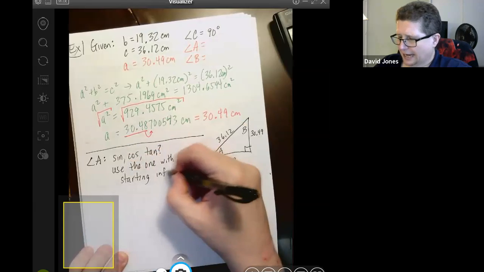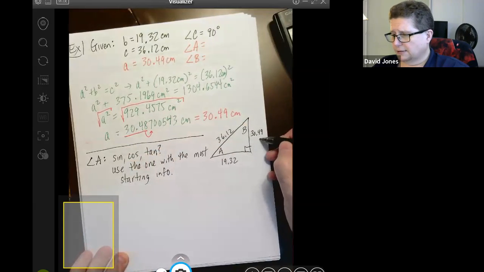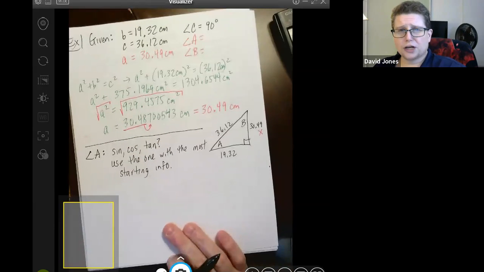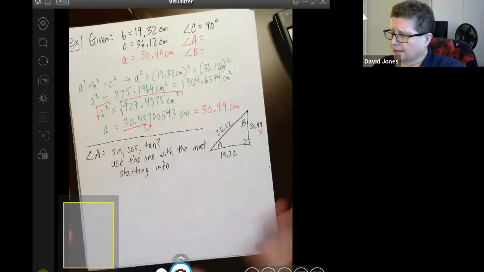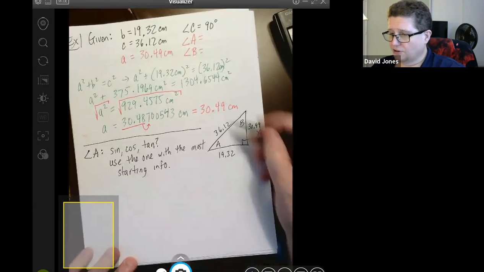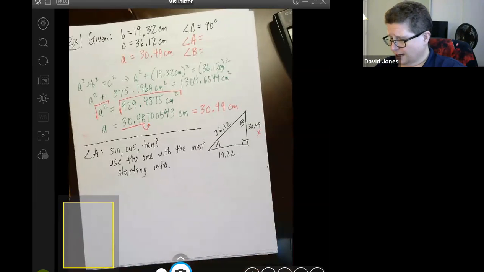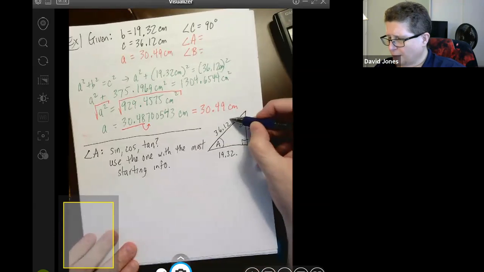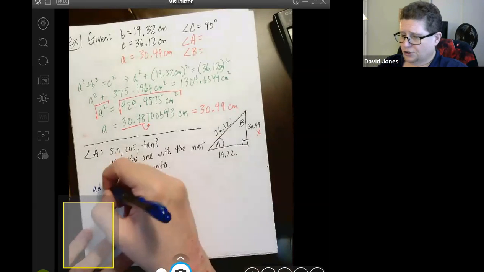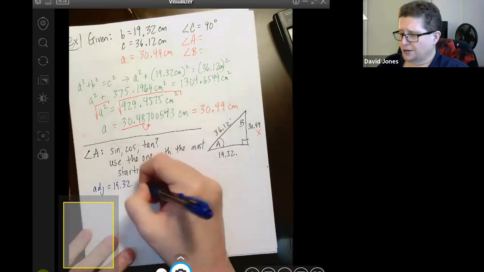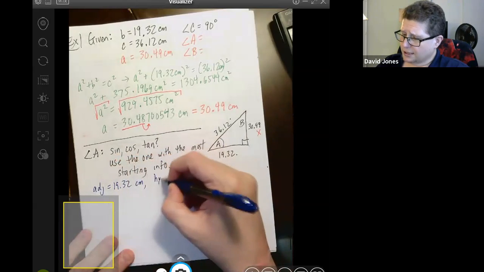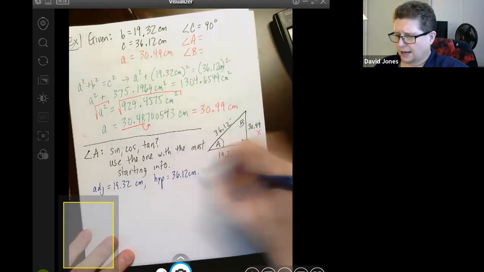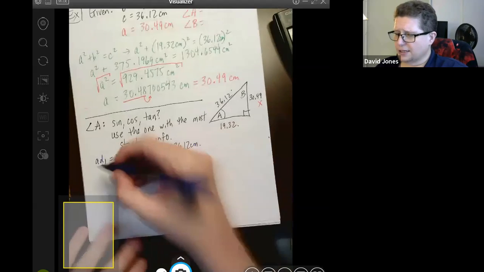Because I rounded A, I know A is rounded. In fact, I'm going to put a little X there to remind me that that's rounded. You could put a check mark or something, a little wavy line. A is rounded, so I want to use these other 2. So for angle A, I have adjacent and I have hypotenuse. Adjacent is 19.32 centimeters. Hypotenuse is 36.12 centimeters. Adjacent and hypotenuse lead to cosine.